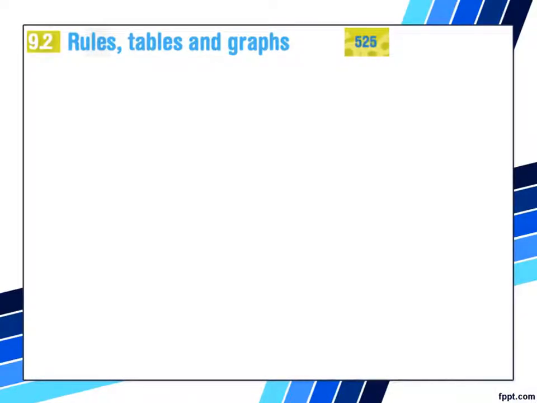Alright, we're on this very important topic, rules, tables and graphs, page 525, 9.2. Now it's very important to understand the concept I'm going to explain to you now. A rule is an equation connecting two or more variables, and we have done this before.